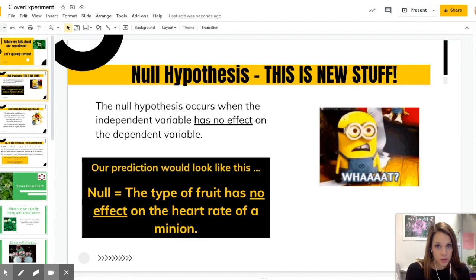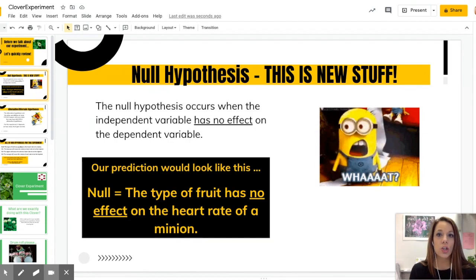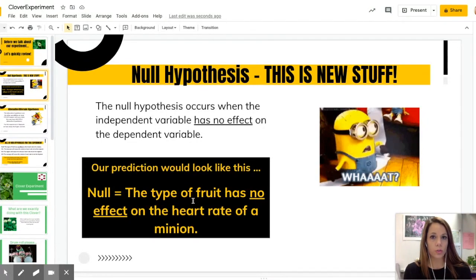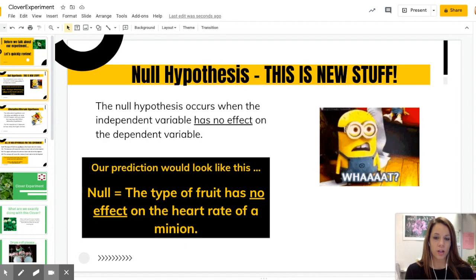Again, the null, which is new. The null, again, means that whatever you're testing has no effect on whatever you're measuring. So with the minion one from yesterday, the type of fruit that we gave the minions or showed the minions has no effect on our heart rate. What that would look like is if I show them a banana, an apple, I think it was an orange, no matter what type of fruit I show them, their heart rate for each of those is the same. That means that type of fruit has no effect on their heart rate.